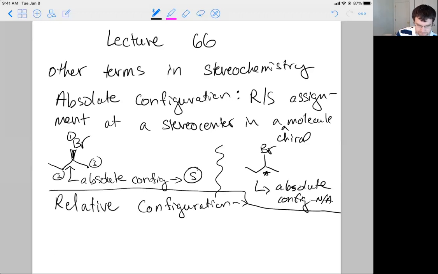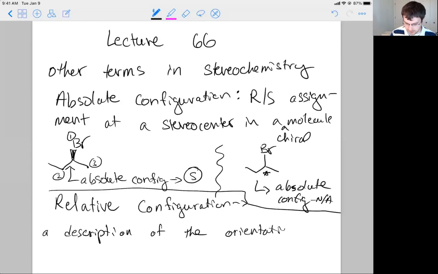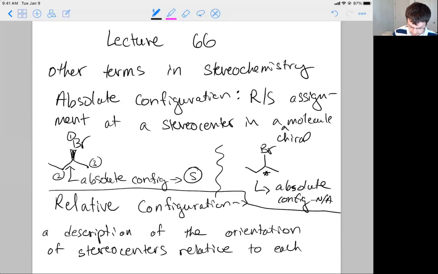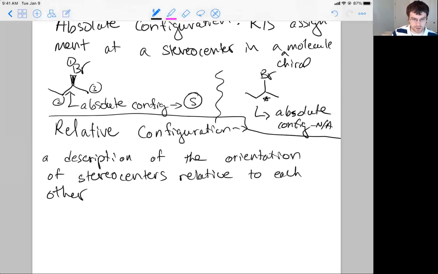Now the relative configuration starts out a little bit more vague, but it actually ends up being somewhat easier to grasp than the absolute configuration, just because you don't have to prioritize things as often to determine it. It is a description of the orientation of stereocenters relative to each other. I guess I do need that word relative in here. And I find this a little bit easier to grasp.